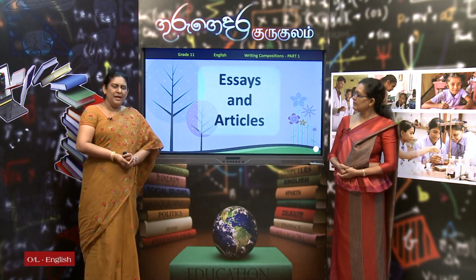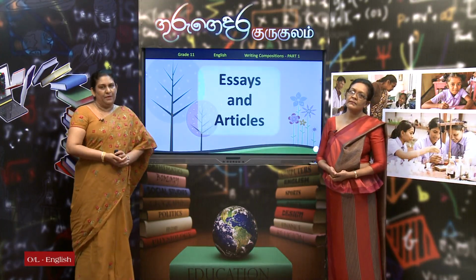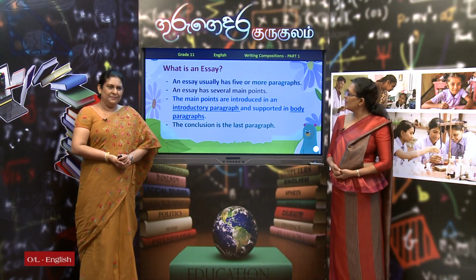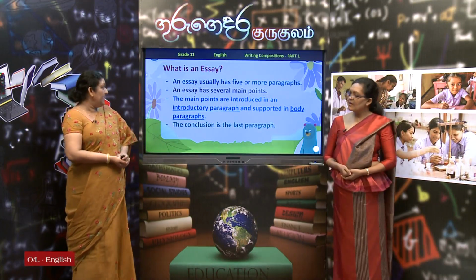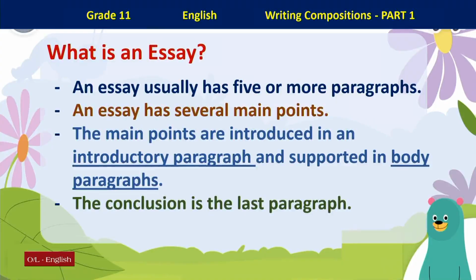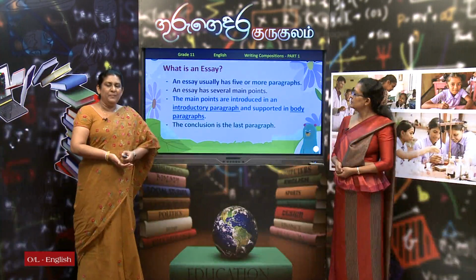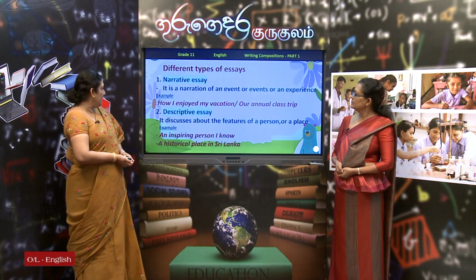Right. So today I am going to talk about 2 of them. How to write essays and articles. Yes, Miss Nirmala. Can you tell the children what an essay is? Yes. An essay usually has 5 or more paragraphs and it has several main points as well. The main points are introduced in an introductory paragraph and supported by body paragraphs, and there is a conclusion as well. Let me tell you more about this in detail.